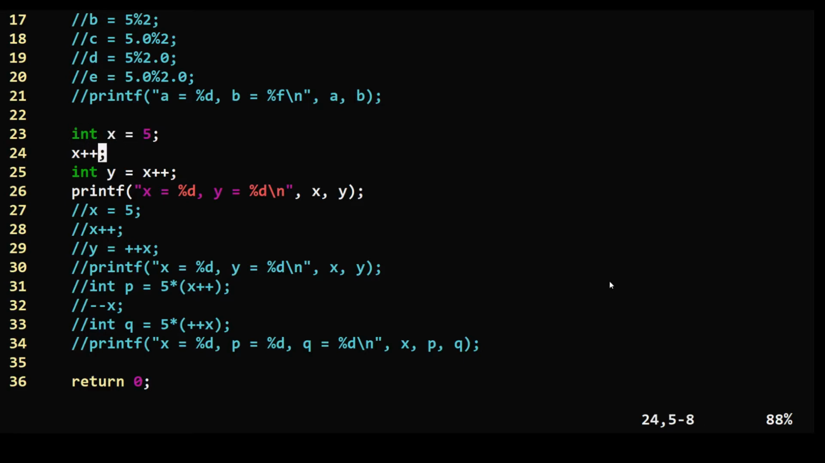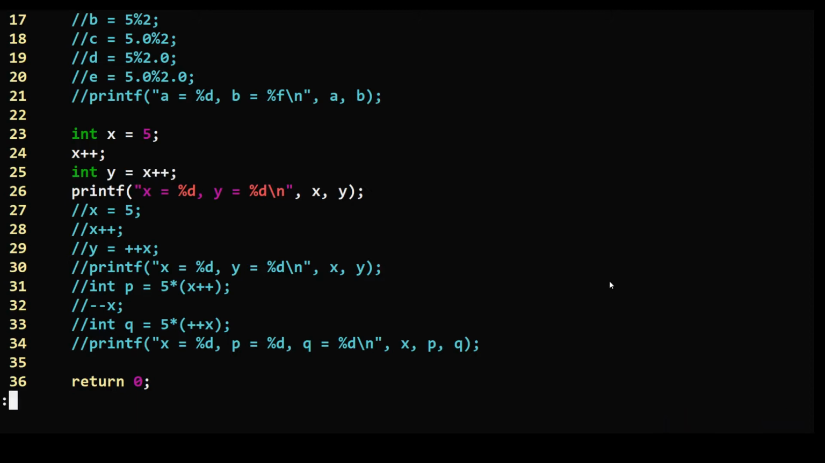X plus plus takes x from 5 to 6. Now y is equal to x plus plus. Now this is an example of a postfix operator. The other postfix operator is like this, x minus minus. So what this does is that, well, this statement here will just increase the value of x by 1. Now this statement over here will also increase the value of x by 1, but what matters is the order in which this is done.